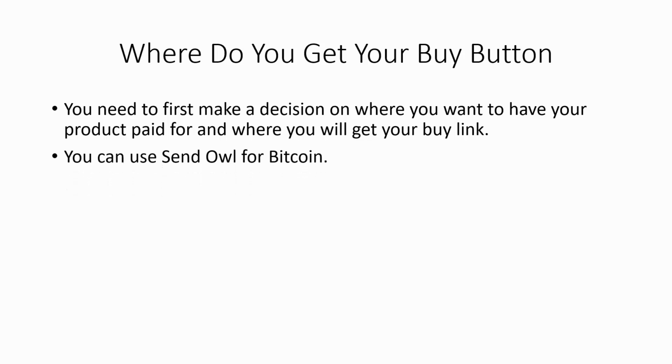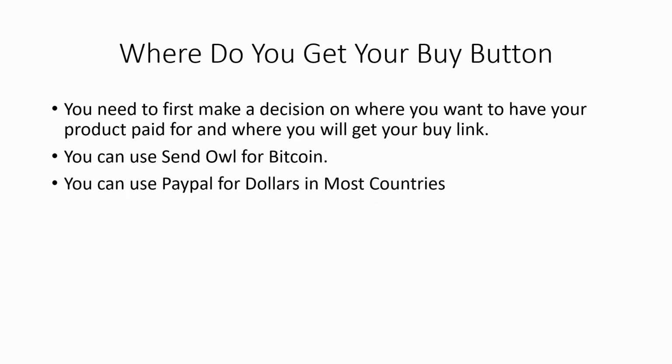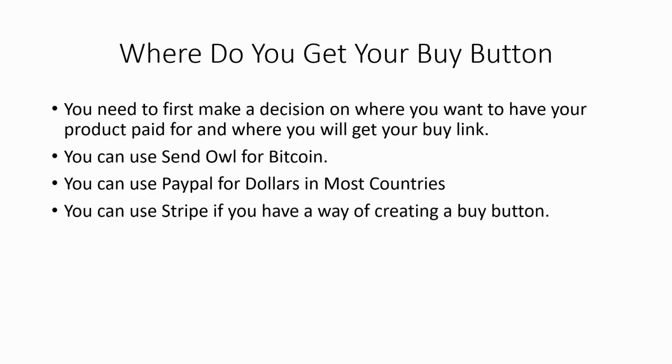For example, and we're not going over it in this session, but you can set up something like Send Owl if you want to take Bitcoin, right? So let's say that you don't want to take dollars, you want to take Bitcoin or some other cryptocurrency. You can do that on Send Owl. You can also, of course, use PayPal for dollars from most countries. So depending on where you are in the world, you're probably going to use PayPal. And if you don't use PayPal, you can use Stripe.